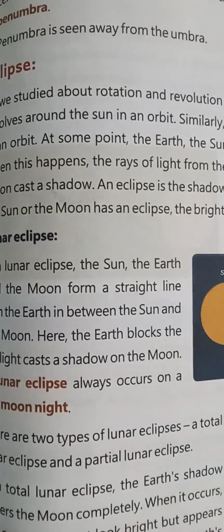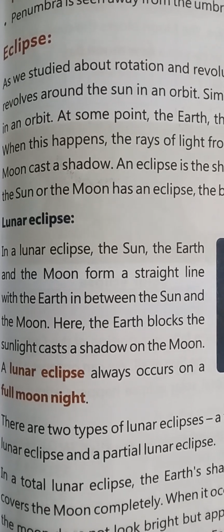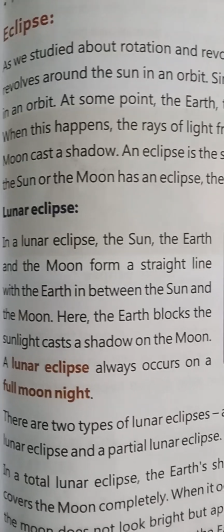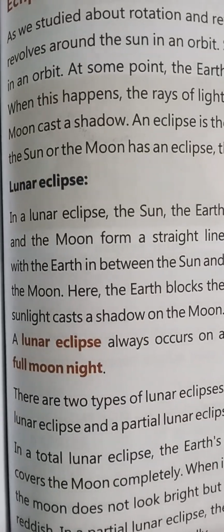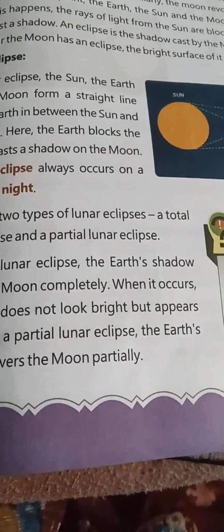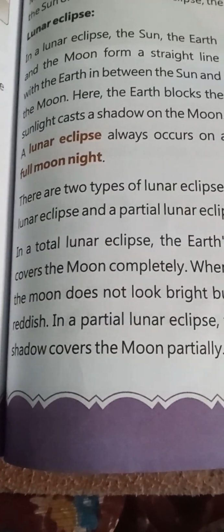Lunar eclipse. In a lunar eclipse, the sun, the earth, and the moon form a straight line with the earth between the sun and the moon. Here, the earth blocks the sunlight and casts a shadow on the moon. A lunar eclipse always occurs on a full moon night. There are two types of lunar eclipses, a total lunar eclipse and a partial lunar eclipse. In a total lunar eclipse, the Earth's shadow covers the moon completely. When it occurs, the moon does not look bright but appears reddish.